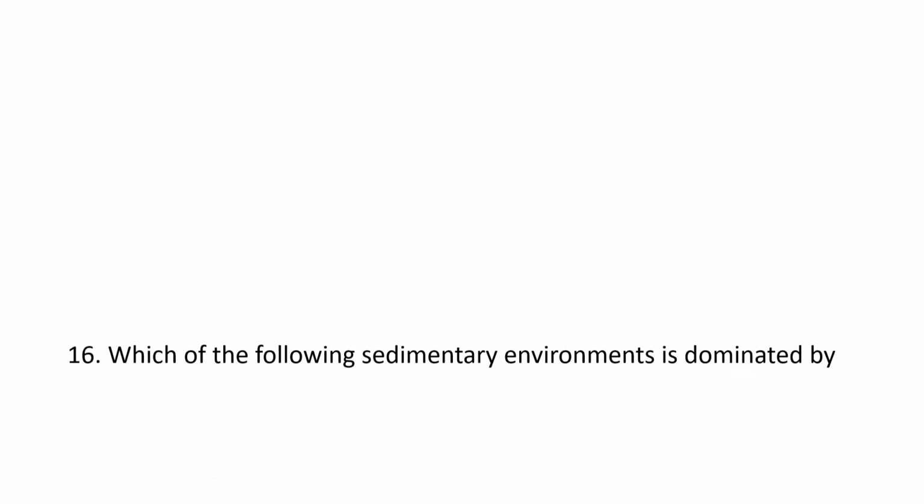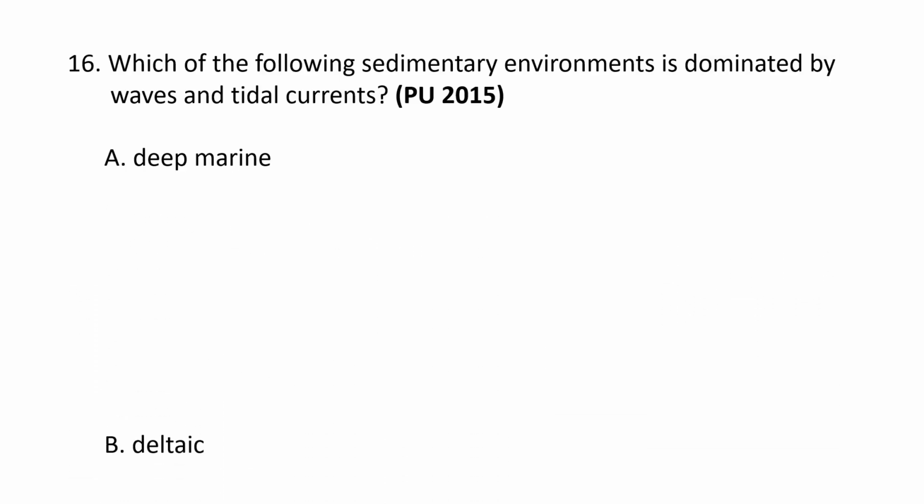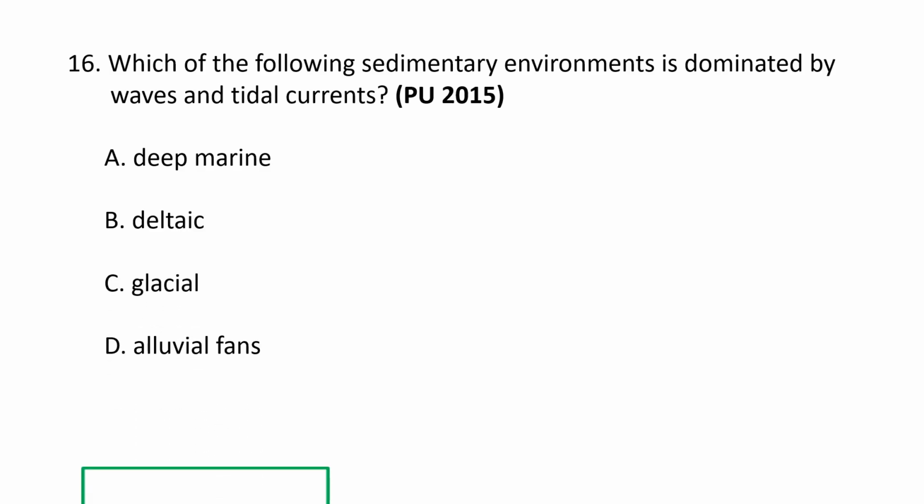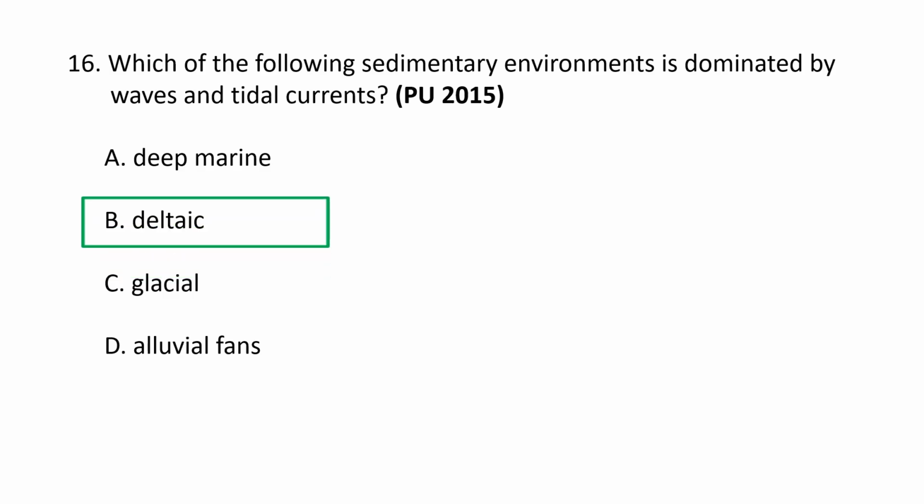Next question. Which of the following sedimentary environment is dominated by waves and tidal currents? A. Deep marine, B. Deltaic, C. Glacial, and D. Alluvial fans. So the correct option is B. Deltaic. A sedimentary environment dominated by both waves and tidal currents can be considered as a deltaic environment, specifically a wave and tide influenced delta.